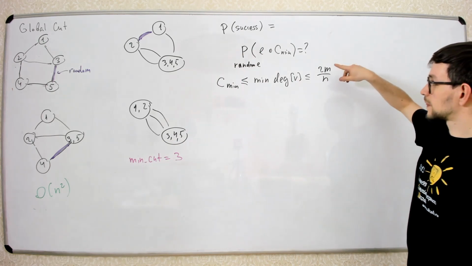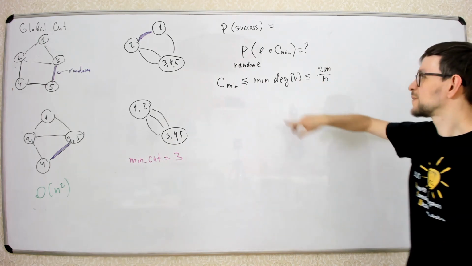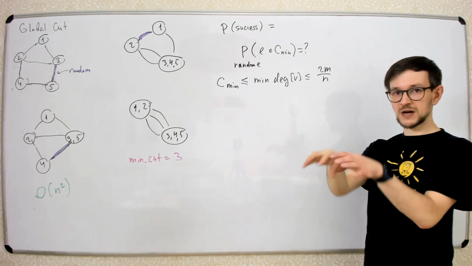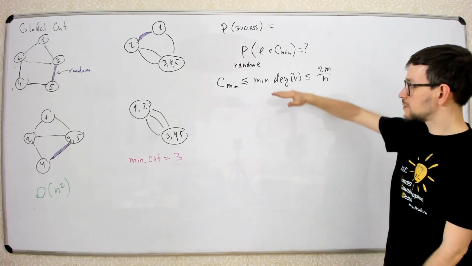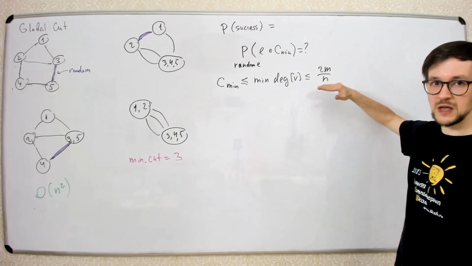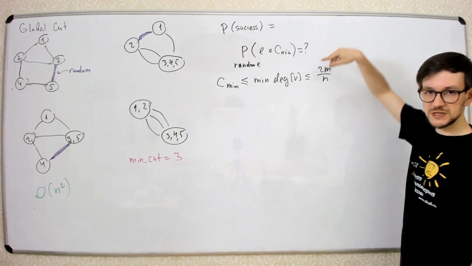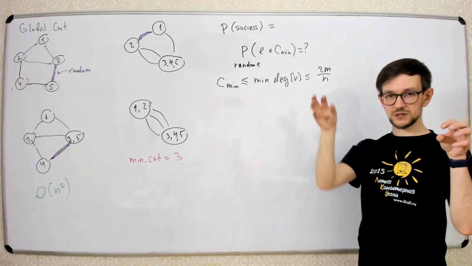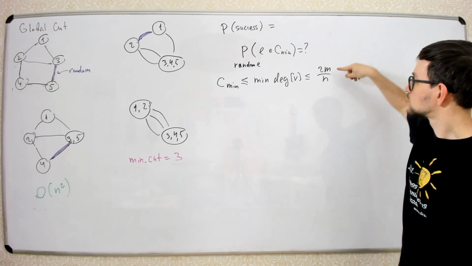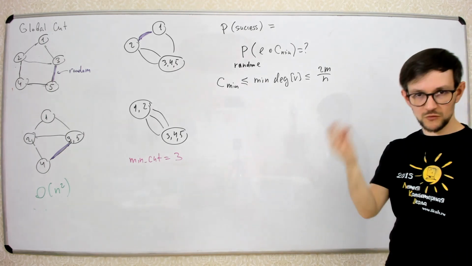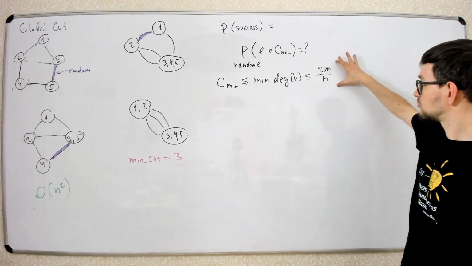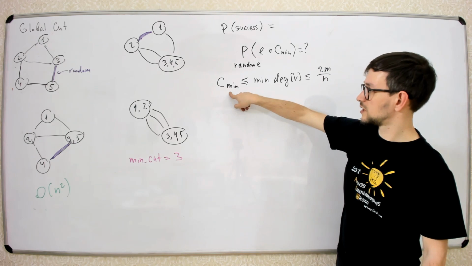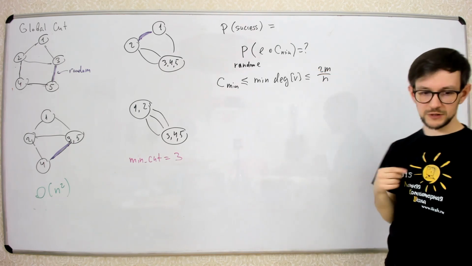So again, the minimal cut is not greater than the minimal degree, because you can take the node with minimal degree and cut all the edges connected to this node. The minimal degree is not greater than the average degree. The average degree is the sum of all degrees divided by the number of nodes. The sum of all degrees is 2m, because every edge increases degrees by 1. So it's 2m divided by the number of nodes, and this is the average degree. So the size of the minimal cut is not greater than 2m over n.